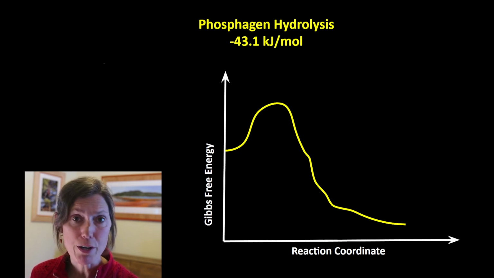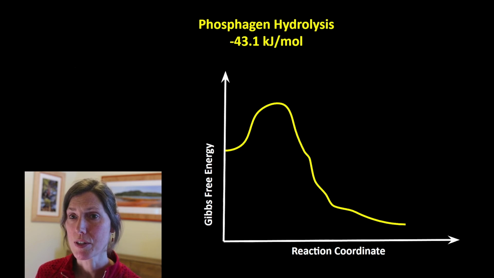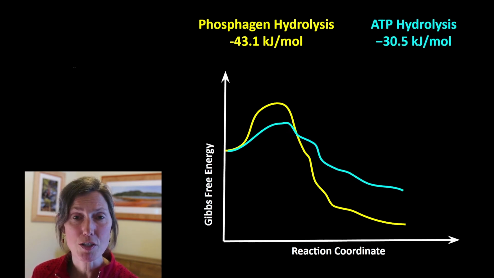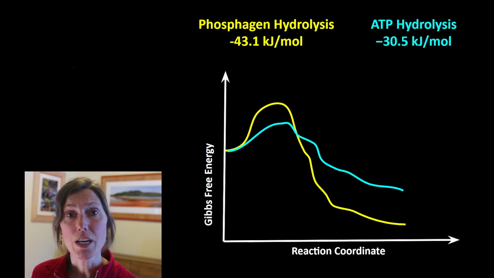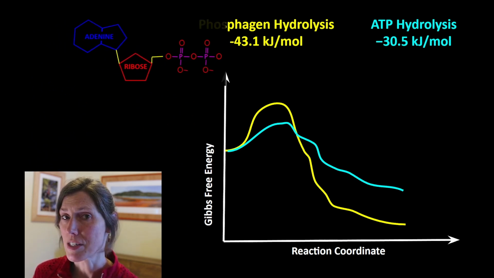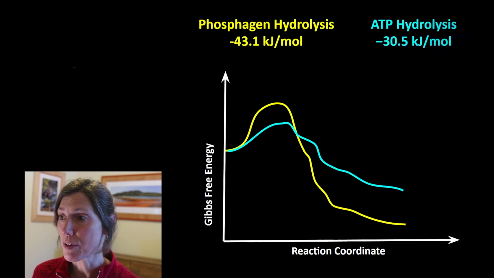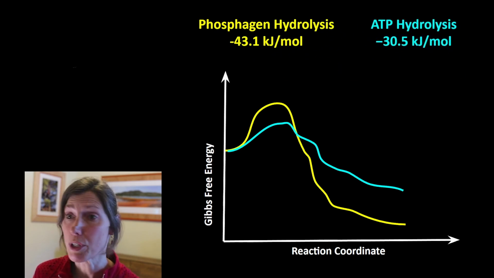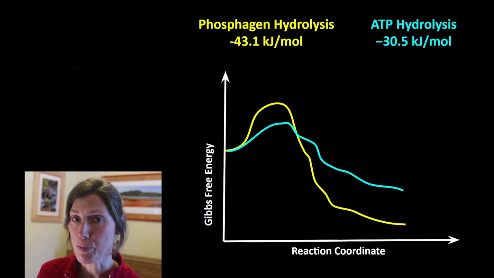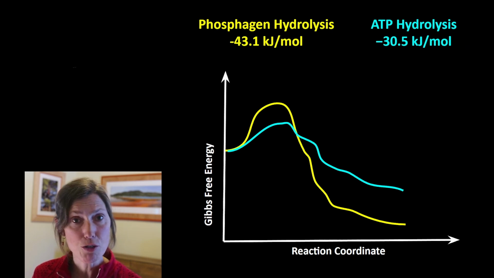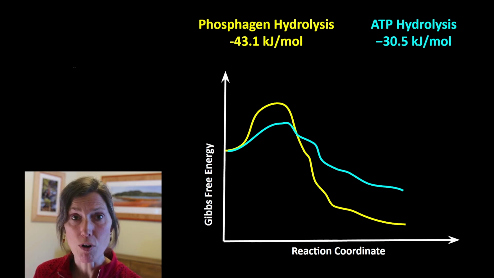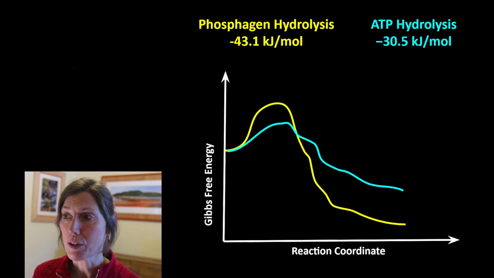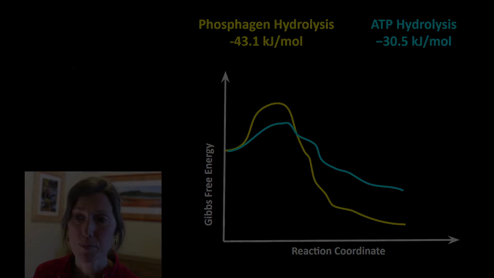How does that compare to ATP hydrolysis? Again, ATP hydrolysis, where we're starting with adenosine triphosphate and resulting in adenosine diphosphate with a concomitant energy release of only 30.5 kilojoules per mole. So comparing the two, the phosphagen system does release more energy when comparing it to ATP hydrolysis.